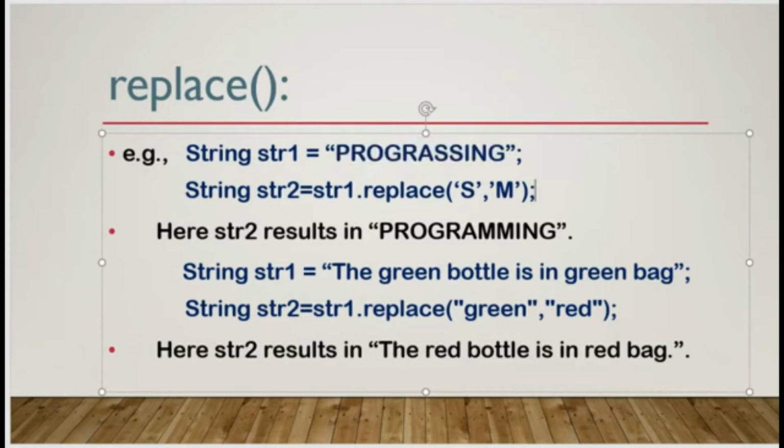Here we have taken a string str1 which equals PROGRASSING, and in the next statement we are going to replace all the occurrences of the character s with m. For that we have written the function str1 dot replace s comma m, so that will replace all the occurrences of s in the string str1 by m. So here str2 results in programming, with the character s replaced by the character m.